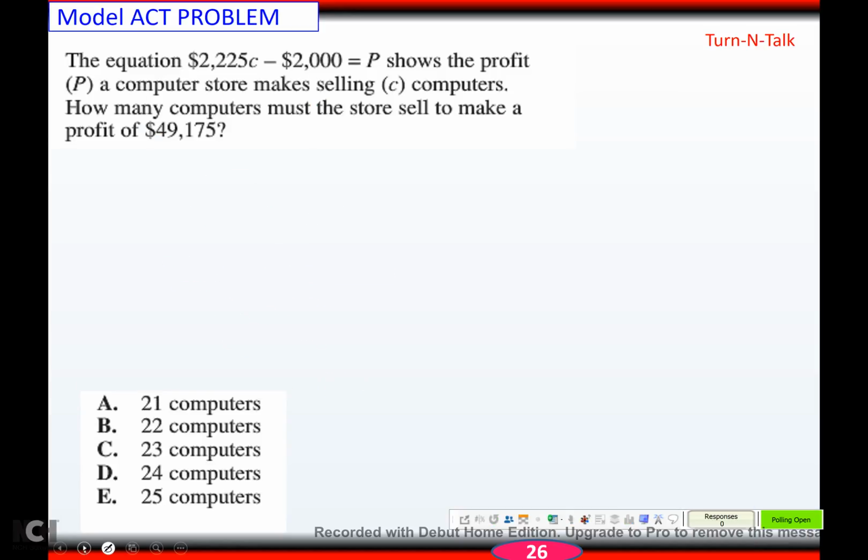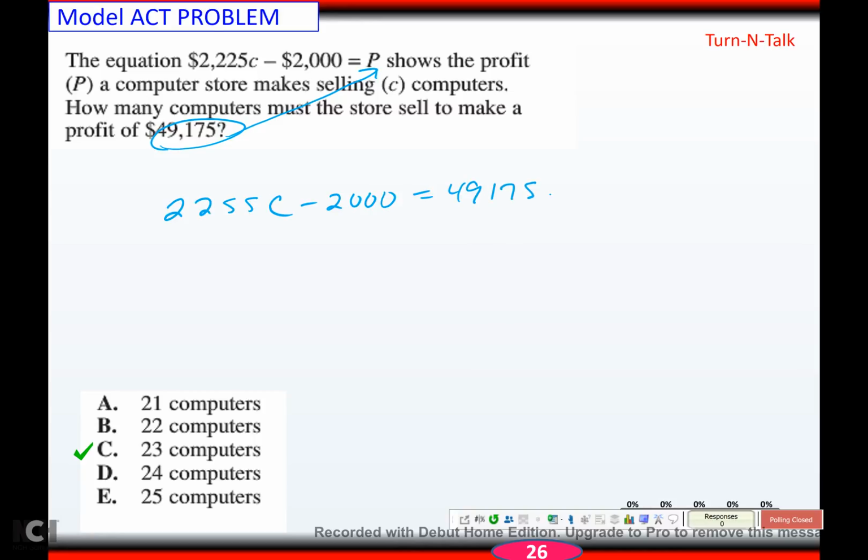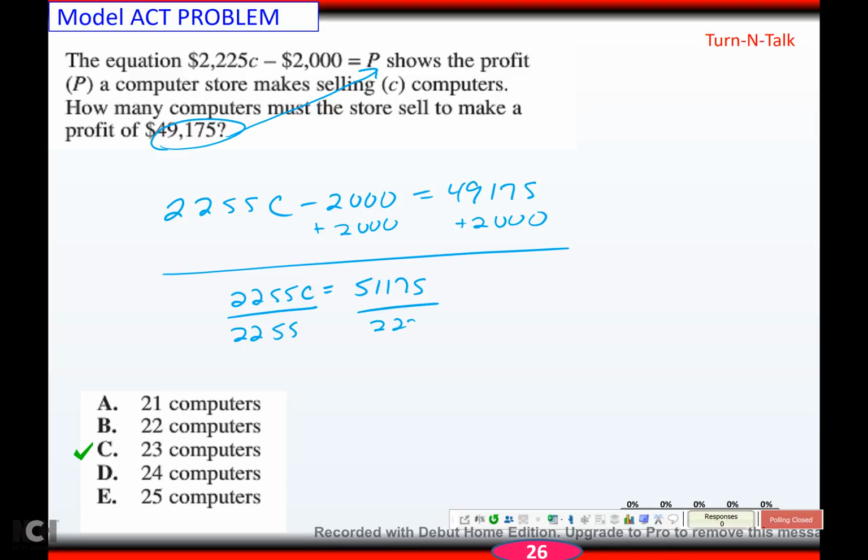Last one, hit pause, come back when you're ready. 23 computers. Alright, the equation 2225C minus 2000 equals P shows the profit P a company store makes selling C computers. How many computers must the store sell to make a profit of $49,175? They're telling you to change P to that number. They want to know when this will be equivalent to 49,175. So we solve it. I'm going to add 2,000. That gives me 2255C equals 51175. Divide by 2255, and I get C equals 23.